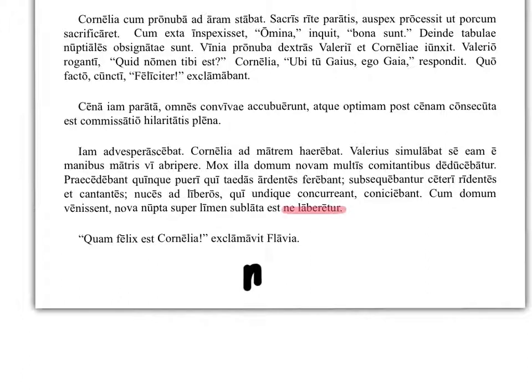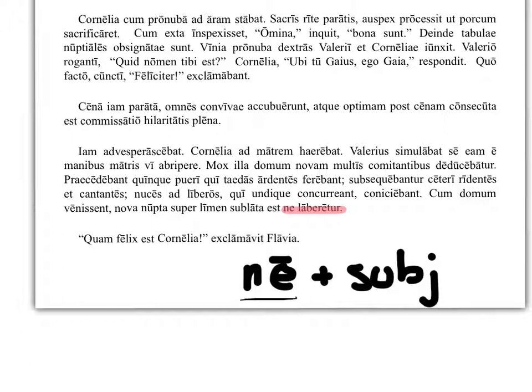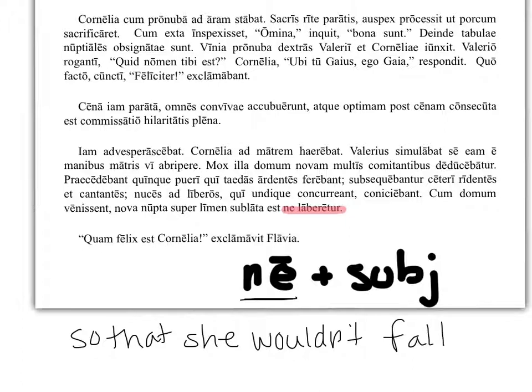So I see ne plus a subjunctive. And I didn't have anything like any kind of verb of commanding or anything like that, so I know that I don't have an indirect command. So this ne is showing the negative purpose. So when they had come home, the new bride was carried over the threshold so that she, ne laberetur, wouldn't fall. You could also say so that she didn't fall, that's fine too. And so that's what we're doing. We're showing why was she carried over the threshold. She was carried over the threshold so that she would not fall.